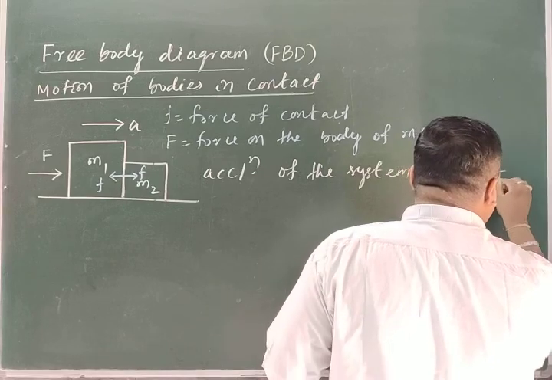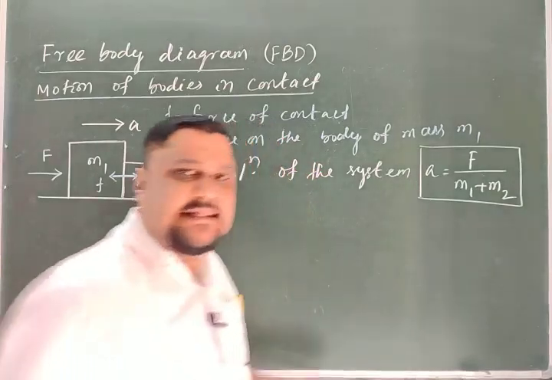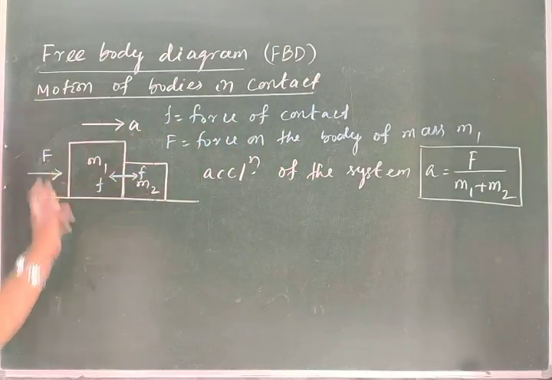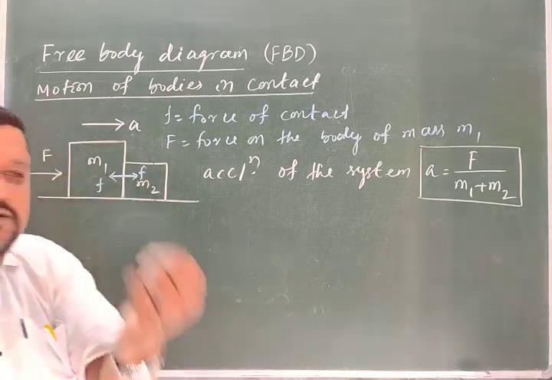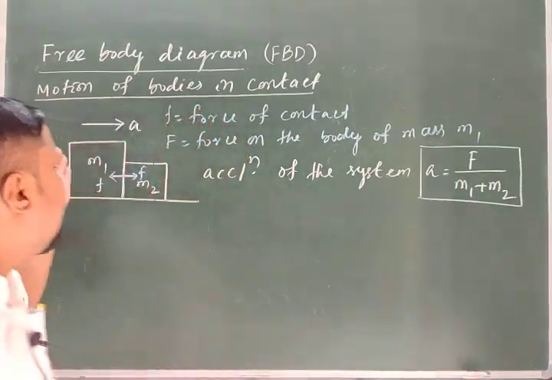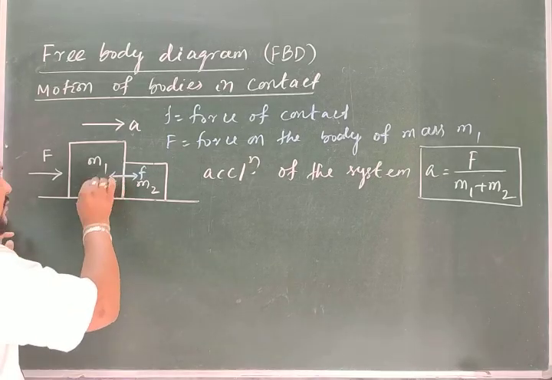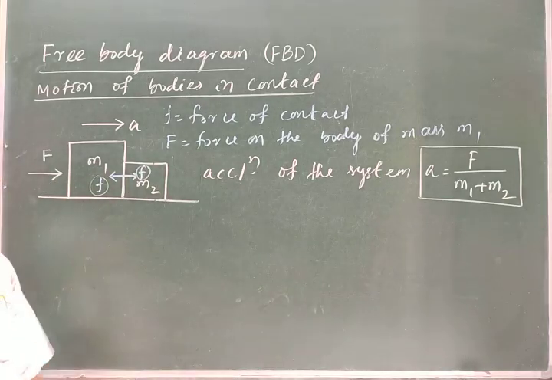So the system mass is m1 plus m2. This is the acceleration, and it is the same for m1 and m2, because I have considered these two as a system, a single body of mass m1 plus m2. So they both will move with the same acceleration. But now the question is, what is the force of contact, small f? That we have to find out.